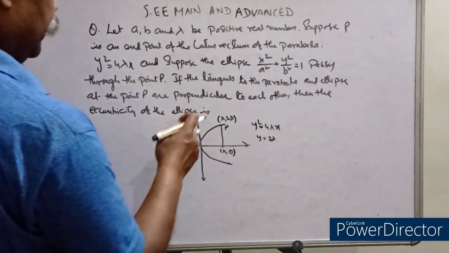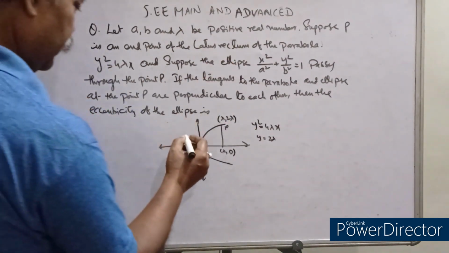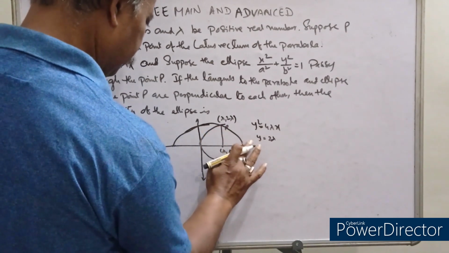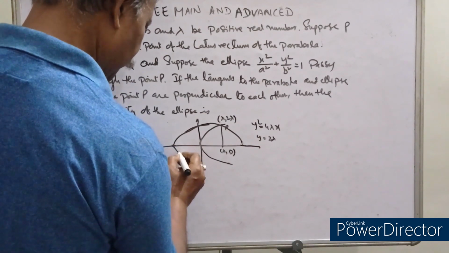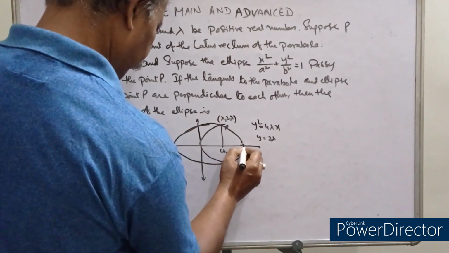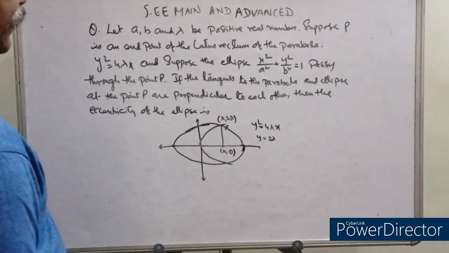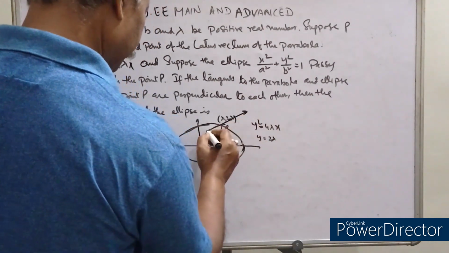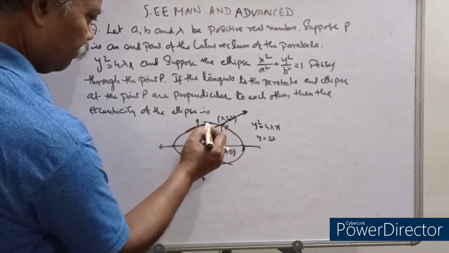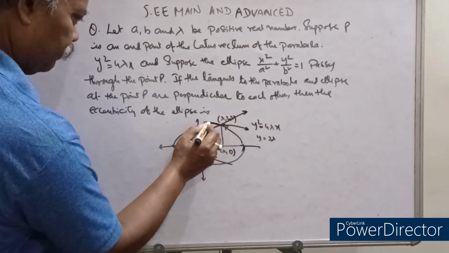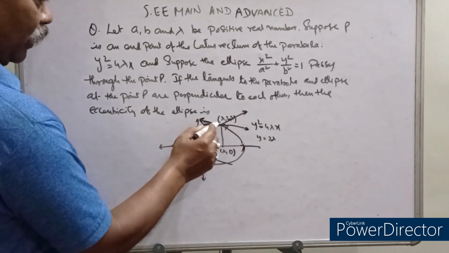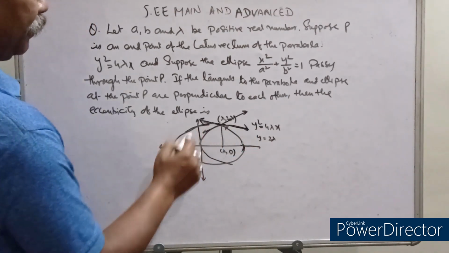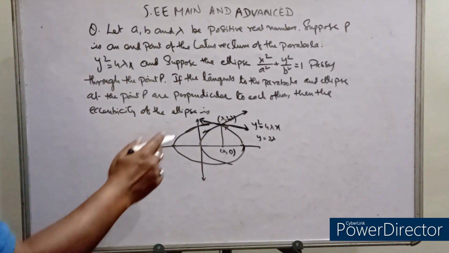Now suppose the ellipse passes through the point P. There is an ellipse which also passes through the point P. Let me extend it, like this. If the tangents to the parabola and ellipse at P, this is the tangent to the parabola and this is the tangent to the ellipse at point P, and they are perpendicular to each other, then you have to find the eccentricity of the ellipse.